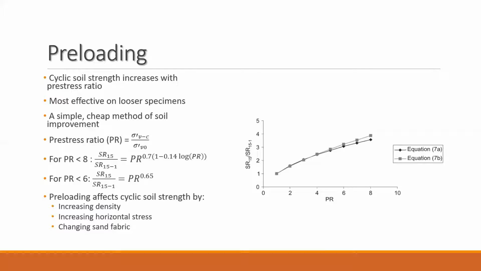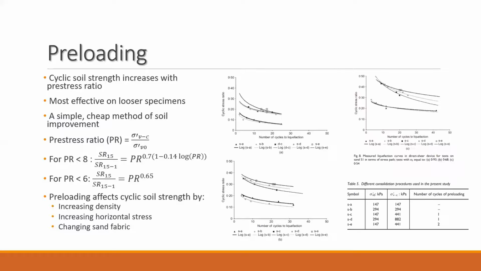This is important for engineering practice as it allows for the simple calculation of the amount of pre-stress required for a soil to attain a suitable cyclic shear strength for application underneath a repetitive loading scenario such as traffic or earthquakes. Additionally, it has been found that preloading influences the cyclic strength of a soil as it increases the density and changes the fabric of the soil sample by promoting larger areas of particle contact.